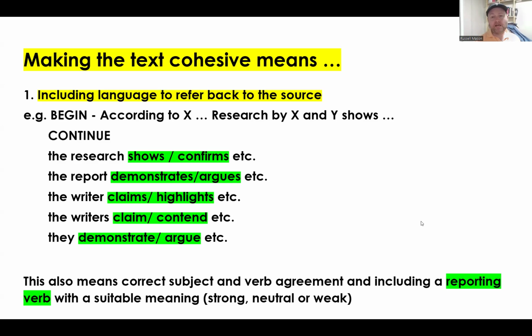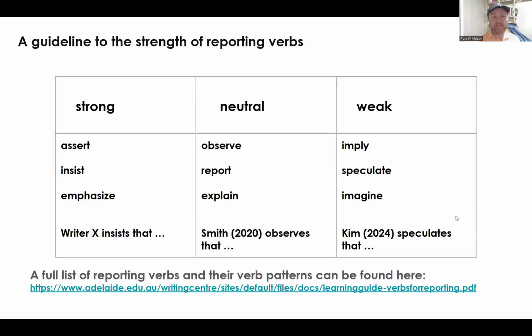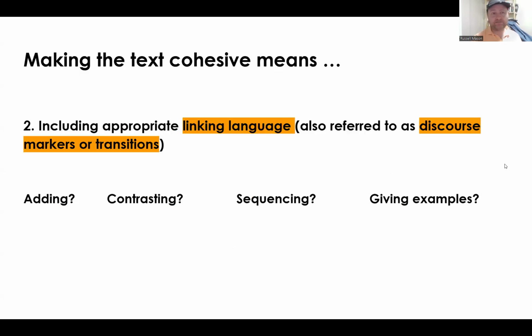Also, you need to make sure that the reporting verb has a suitable meaning. Is it strong? Is it neutral or weak? So here are some examples in the table. So strong reporting verbs would be assert, insist, emphasize. So Mr. Smith asserts this, means it's a very strong opinion. The safest one to use are neutral ones like observe, report, and explain. These appear to be more scientific. And then if you're doubtful or the writer seems to be doubtful, you can use words like speculate or imagine. A full list of reporting verbs is available here. You can check those when you're writing your paragraph.